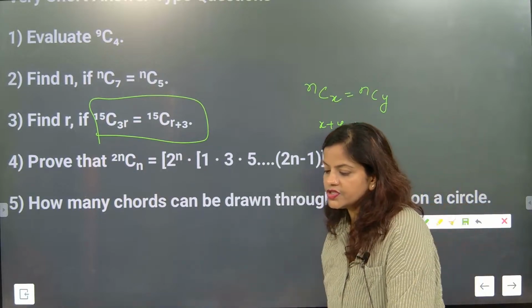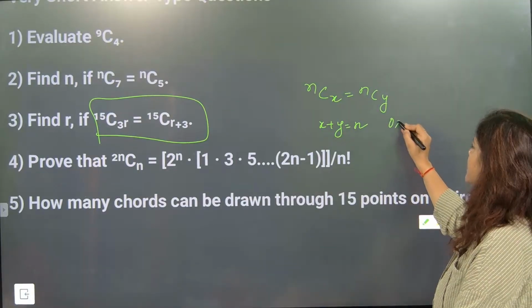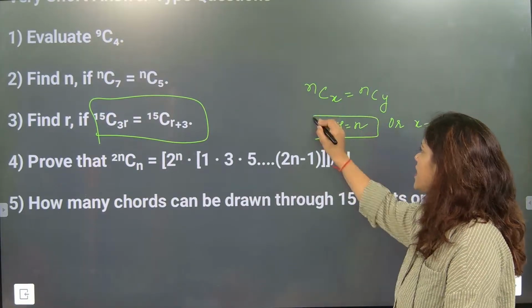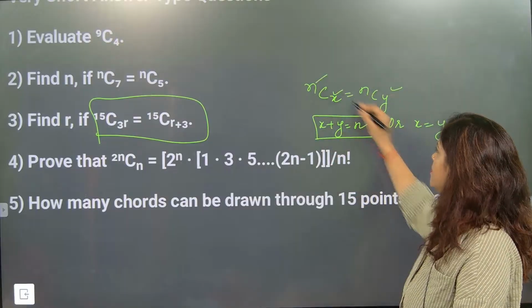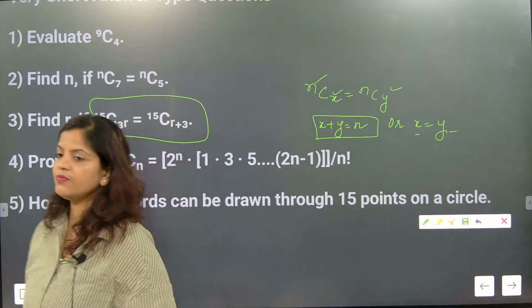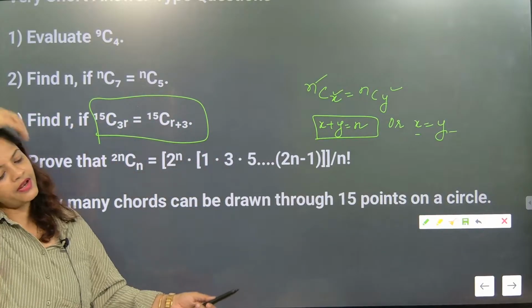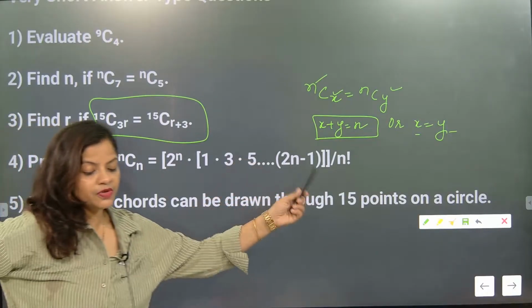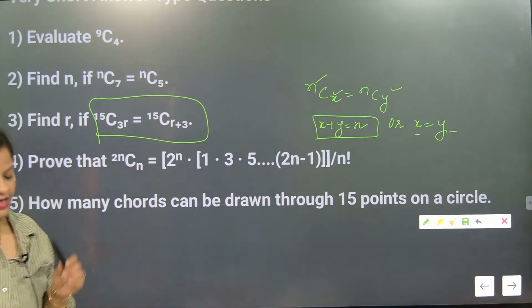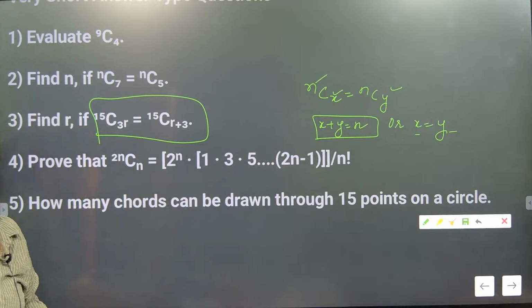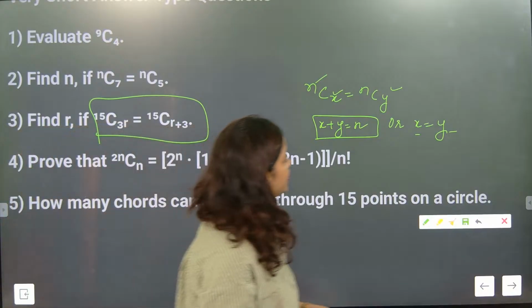This is one situation. Or we can write directly x is equal to y. So these are the two situations. Either the sum of these two will be equal to n, or these two themselves will become equal. So these are the two possibilities. Don't write only one possibility, that is x plus y is equal to n. One situation will be there, beta, that is x will be equal to y. So one possibility is there when you can directly write x is equal to y. I hope you have understood. Once this possibility is there, we can solve.